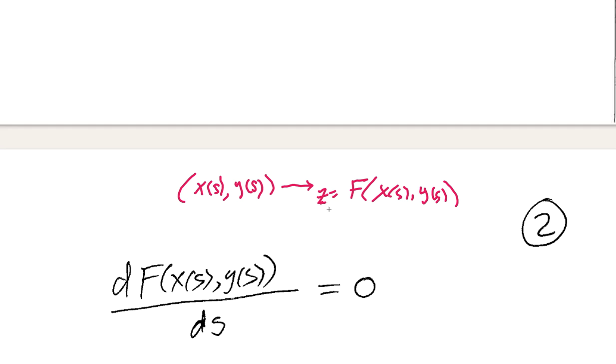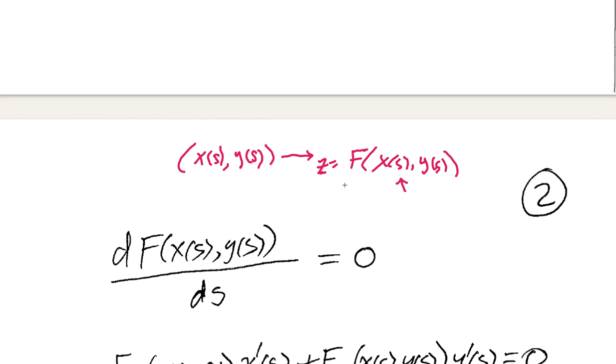Now, if I have a nice differentiable function of s here, and I want to find its high and low points, what do you do? You take its derivative with respect to the independent variable and set it to 0. So what I would be doing is this: I would differentiate capital F evaluated at x of s, y of s, with respect to s, and then set that to 0. That's just Calc 1. So you know how to do that.